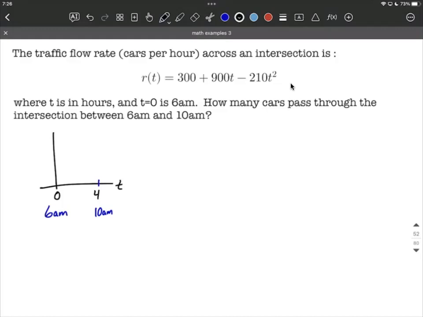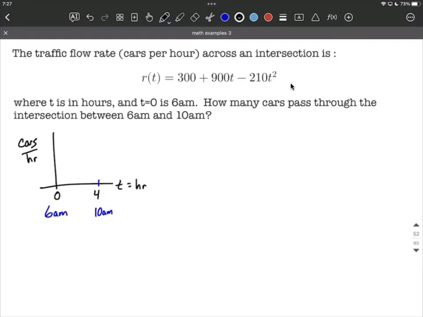Now we're told that it's a traffic flow of cars per hour, so our units are cars per hour on what would normally be the y-axis. In this case, it's the r of t axis. And t is our number of hours. So in this case, our function is a little bit difficult, but let's break it down.